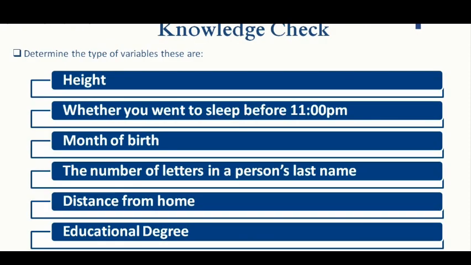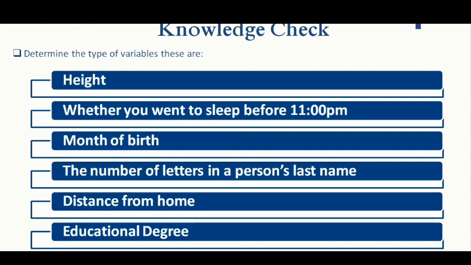As a quick check, you can try yourself: think of some variable which you can measure and try to classify it into the categories that we have learned so far. Height, can it be continuous or discrete? Whether you went to sleep before 11 p.m. yesterday, the answer would be yes or no. It can't be anything other than that. I went to sleep but I could not sleep, like that, we are not considering that situation here. So it is 0, 1.